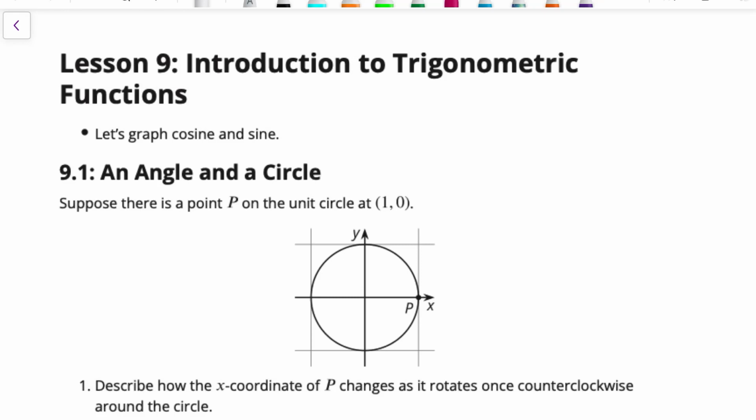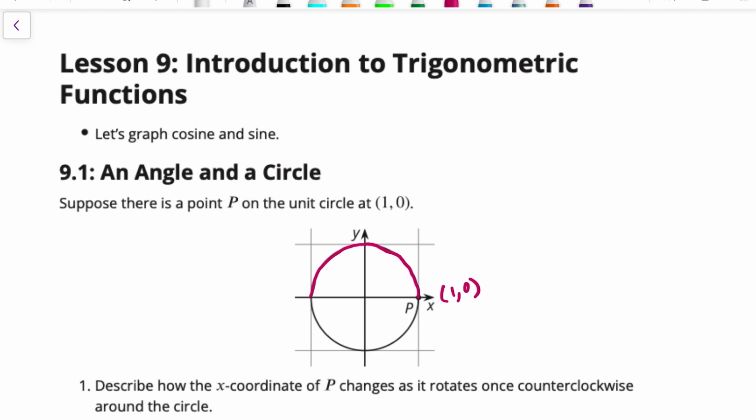All right, let's take a look at lesson 9 of unit 6, Introduction to Trigonometric Functions. Suppose there is a point P on the unit circle at (1, 0). Describe how the x-coordinate of P changes as it rotates once counterclockwise around the circle. So what's happening to the x value? Well, here it's getting smaller and smaller, and it's continuing to get smaller and smaller until it hits -1.